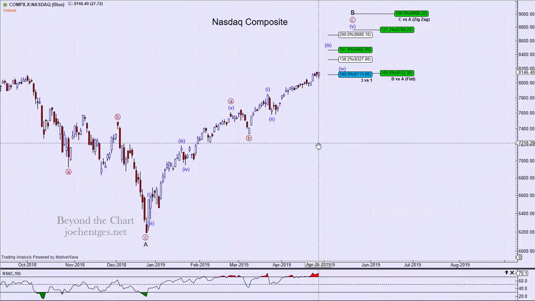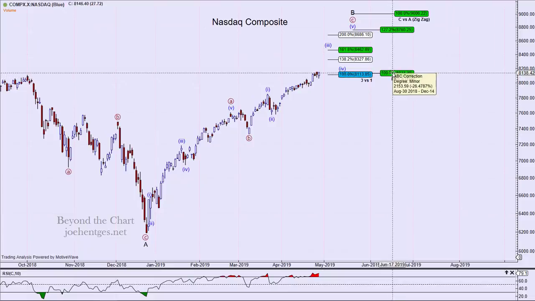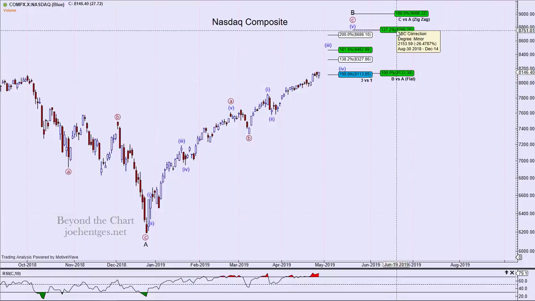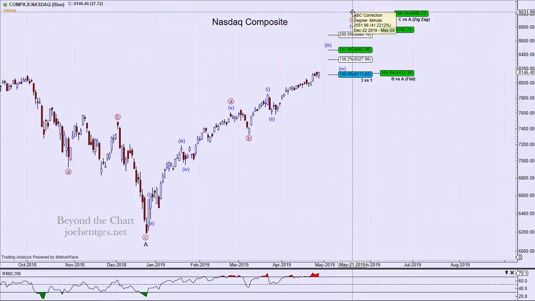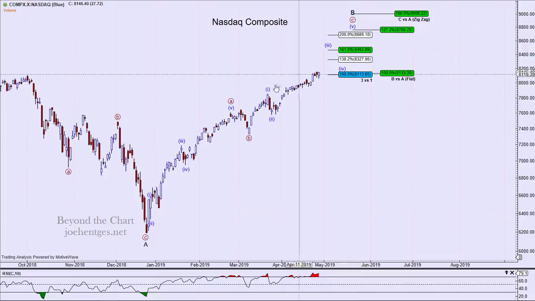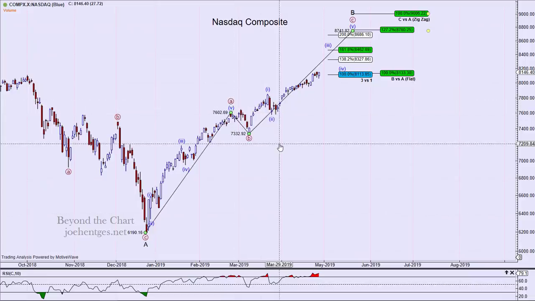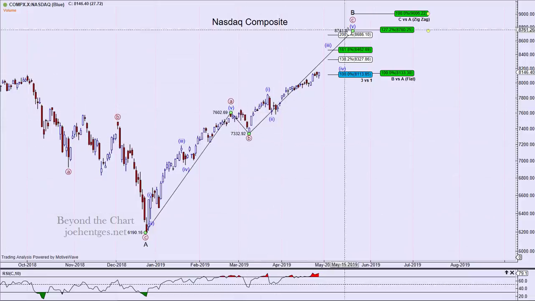So here's what we're looking at. And we just talked about B versus A. So here's that 100% level. Here's the 127% level. So now let's look within B. Within B, I'm expecting B to be a 3-wave structure too, okay? So A, B, and C.